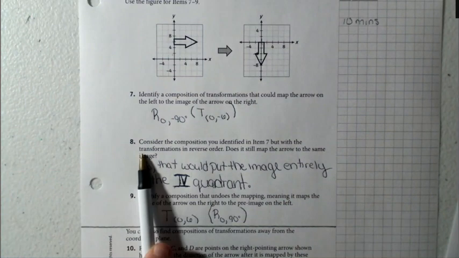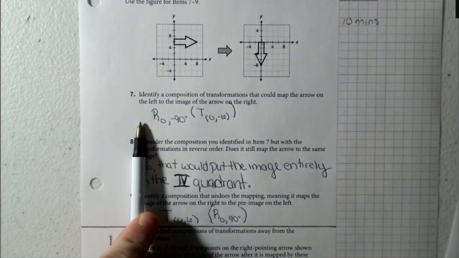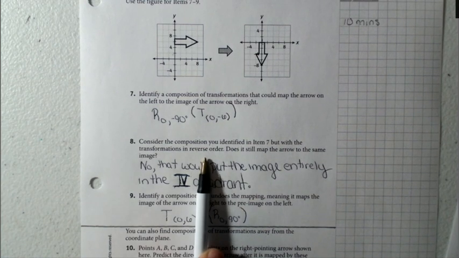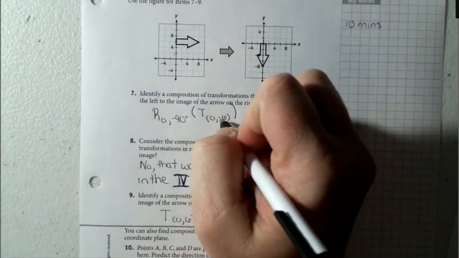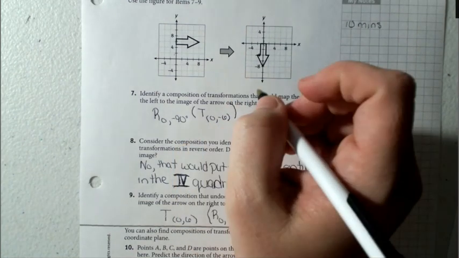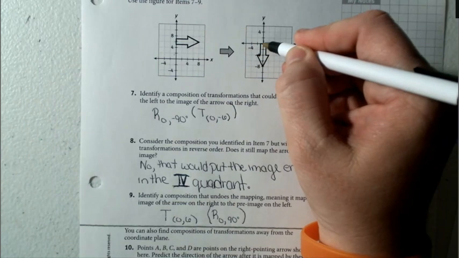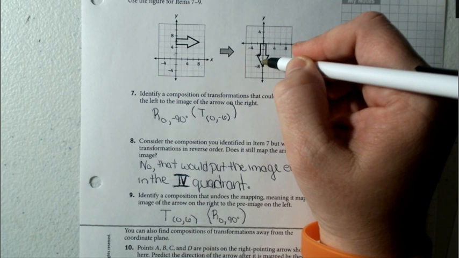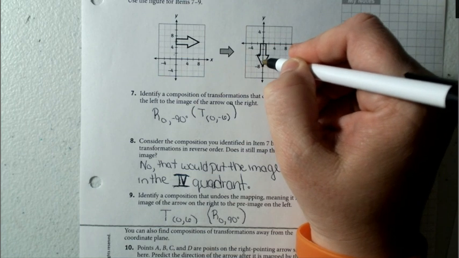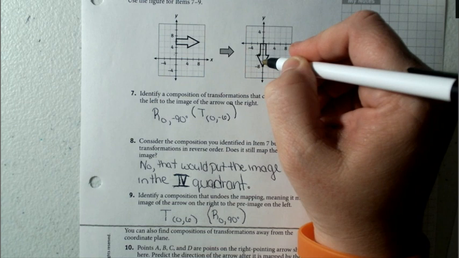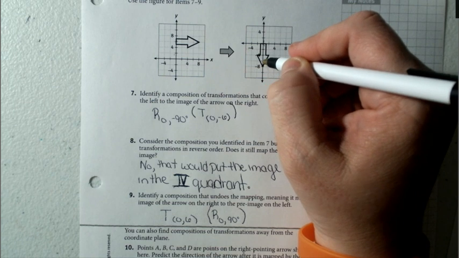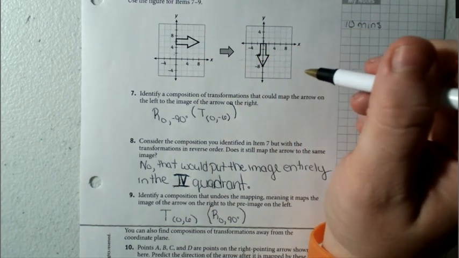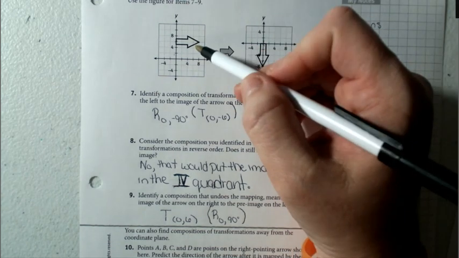It says, consider that composition that you identified in part 7, but with the transformation in reverse order. So that means what they're saying is let's do a translation of 0, -6. So if I did a translation of 0, -6, that would move my figure down here, right? And then it wants me to rotate 90 degrees clockwise. Well, 90 degrees clockwise would put it right over here. I don't think that that would be the pre-image that I'm looking for, right?